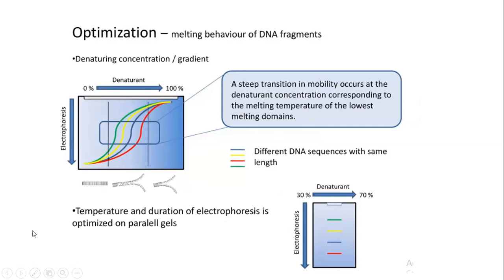The steep transition in mobility occurs at the denaturing concentration corresponding to the melting temperature of the lowest melting domains, and thus different DNA sequences with the same length can be separated by this process. The temperature and duration of electrophoresis are optimized on the parallel gel, and thus this type of banding pattern can be obtained, by which we can easily separate same length DNA sequences depending on their GC concentration.